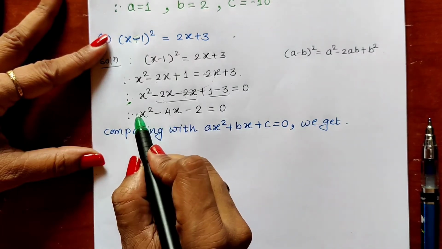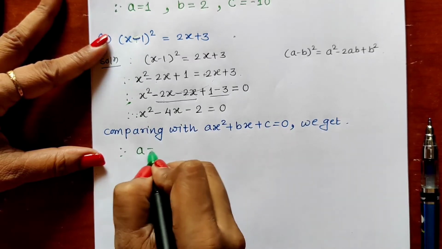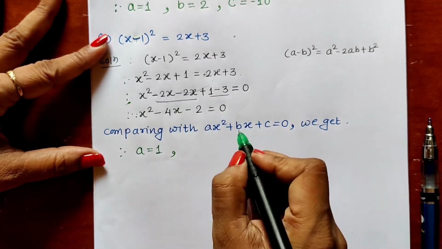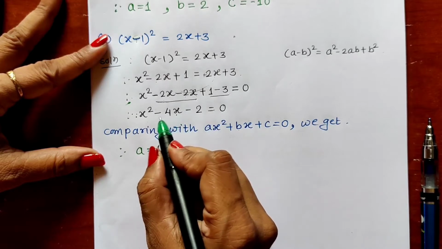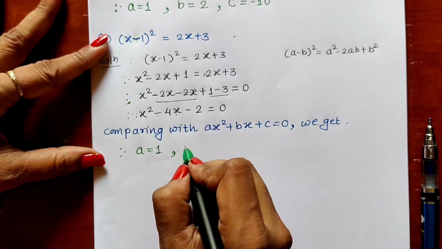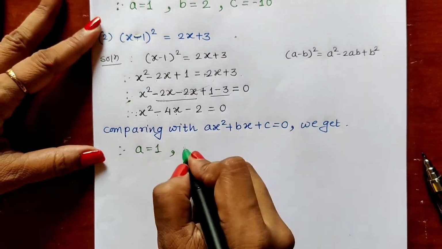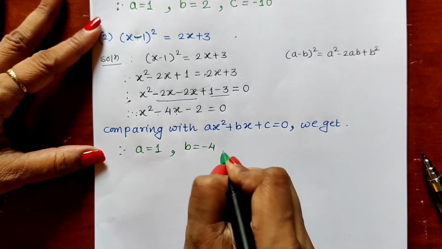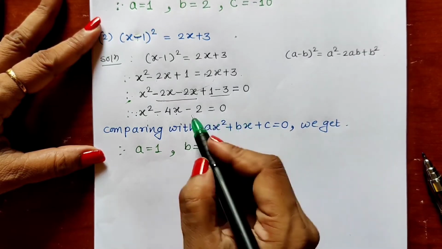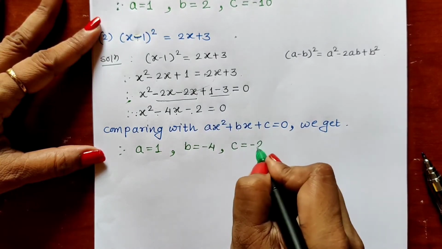So a means the x square coefficient. Nothing is there, which means 1 is there, therefore a is 1. B means only the x coefficient. What is the coefficient of x? We can see here minus 4. Write with the minus sign. If the minus sign is there, write it with the sign. Okay, so b is equal to minus 4. And c, the constant term. The constant term is also having a negative sign. So c is equal to minus 2.